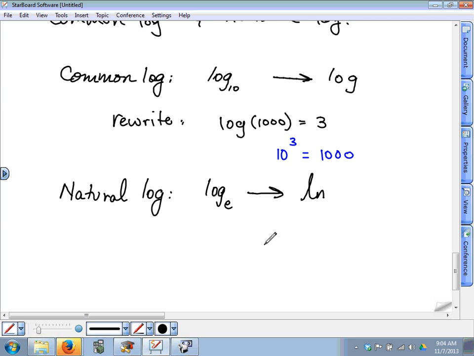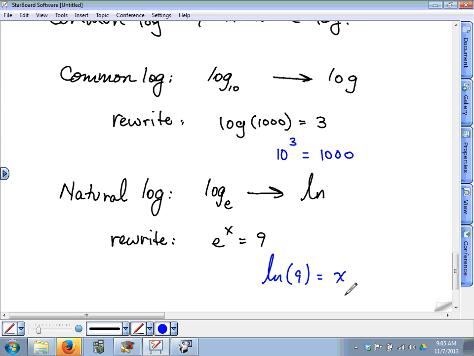So where you would see this is, if I gave you this expression, rewrite e to the x is equal to 9. What would that look like in logarithmic form? This would look like the natural log of 9 is equal to x.